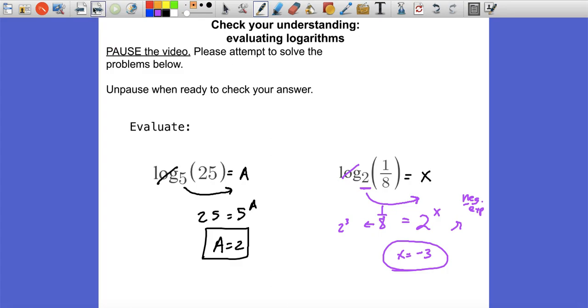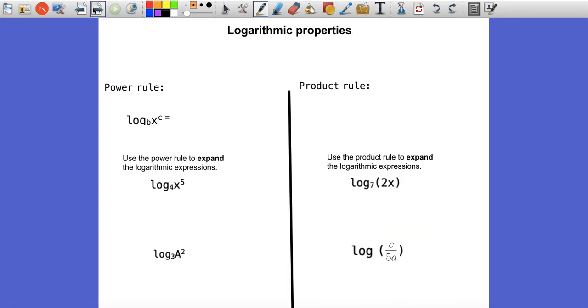All right, moving right along. Some other properties: two rules. We have a power rule and a product rule. And these are rules for logarithmic expressions, so it's not like we're working with an equation. We're just saying if we have log base b of something to a certain power, the power rule states that you can take whatever that power is and bring it out front and say it's c times the original log base b of x.